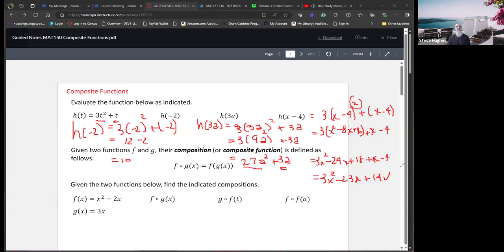Okay, so when I have a composite function, what does that mean again? It means to take that function, whatever it is, and replace every instance of my given variable. In this case, I was replacing t with x minus 4. I could replace it with any variable. It doesn't matter. Whatever I'm trying to replace it with, I have to be sure to replace every single instance of that variable. Anybody have any questions here?